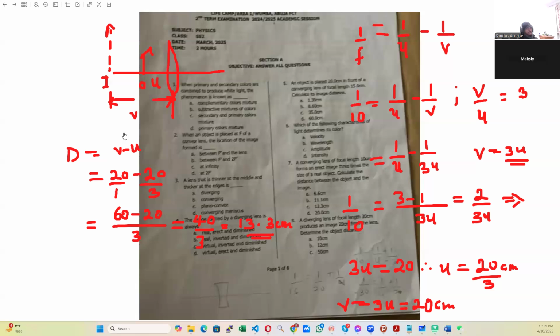So then we subtract 20 minus 20 over 3. We have 40 over 3, and that will give you 13.3. The rest, are we good to go? Yeah.